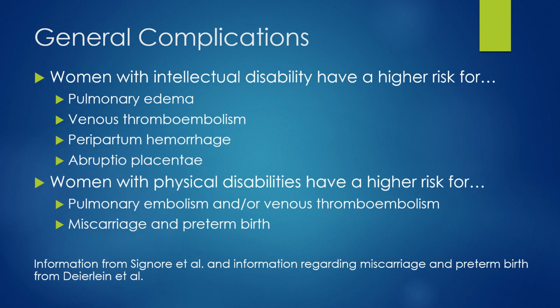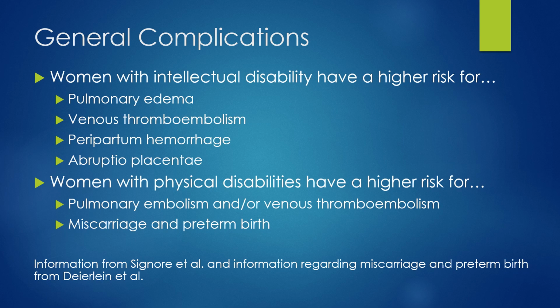Looking at specific types of disabilities, women with intellectual and physical disabilities have been identified as having a higher risk of certain complications. According to Signore et al., women with intellectual disabilities had a threefold higher risk of pulmonary edema and/or venous thromboembolism during pregnancy, and an increased risk of peripartum hemorrhage and abruptio placentae.